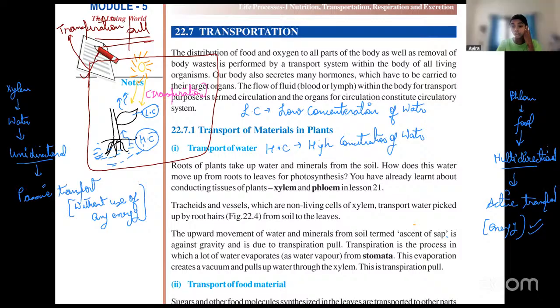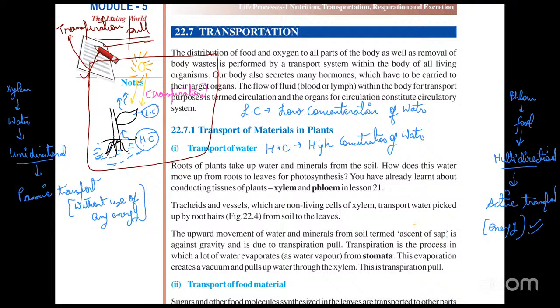What is phloem transport? Xylem transports water, then phloem transports what? Phloem transports food. Okay, written?